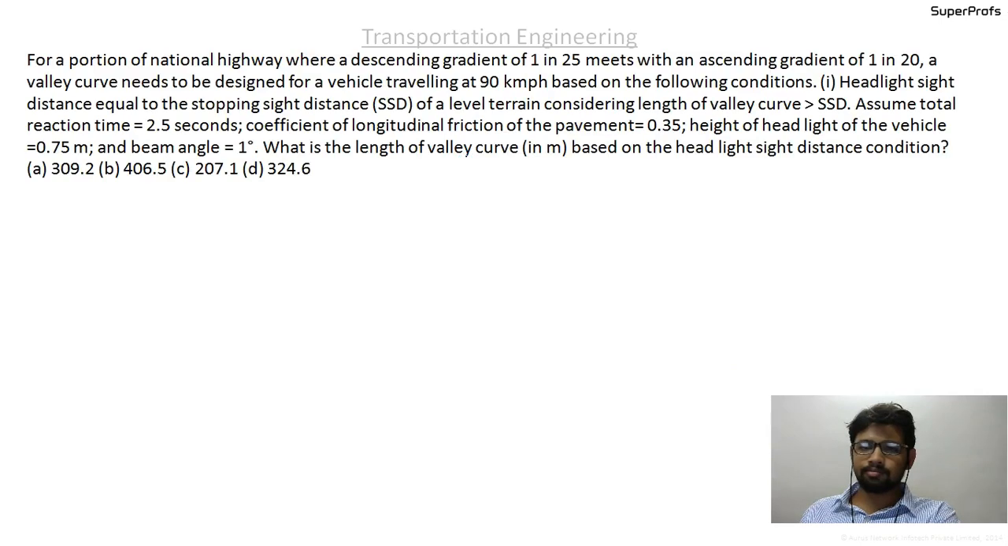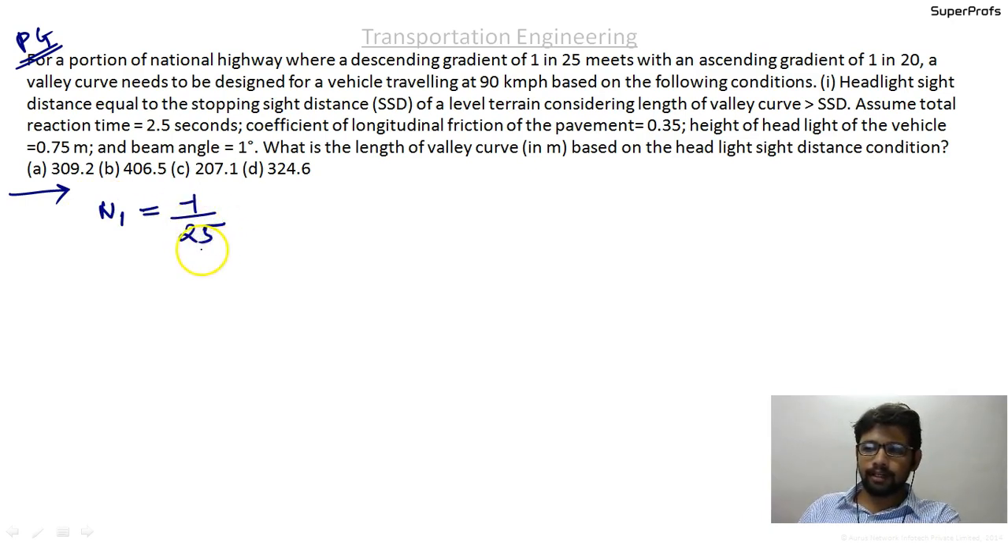It is also a previous GATE question. For a portion of a national highway where a descending gradient of 1 in 25 meets, so it is a descending gradient of 1 in 25, that's why write it as -1 by 25, with an ascending gradient of 1 in 20, so that n2 is equal to +1 by 20. A valley curve needs to be designed for a vehicle traveling at 90 kilometers per hour based on the following conditions.